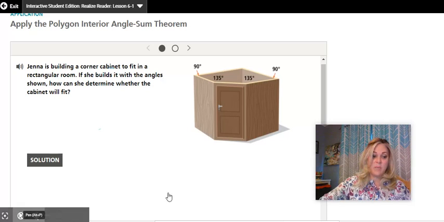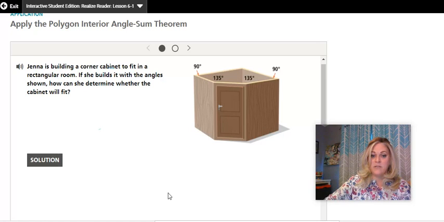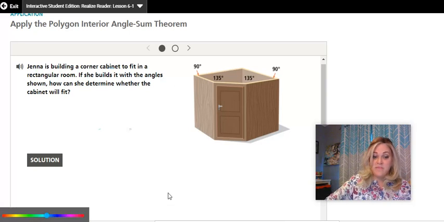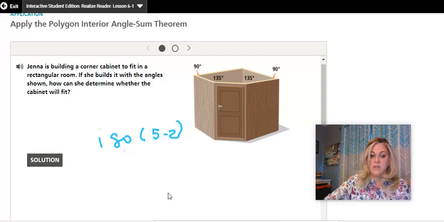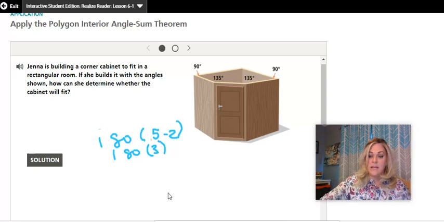So I'm going to actually set up a problem. I know the number of sides. If I go here, 1, 2, 3, 4, 5, it's a 5-sided polygon. So if I take 180 times (5 minus 2), that will give me the total. So 180 times 3, and you can do that calculation if you'd like, and you get 540. So these have to total 540 degrees.